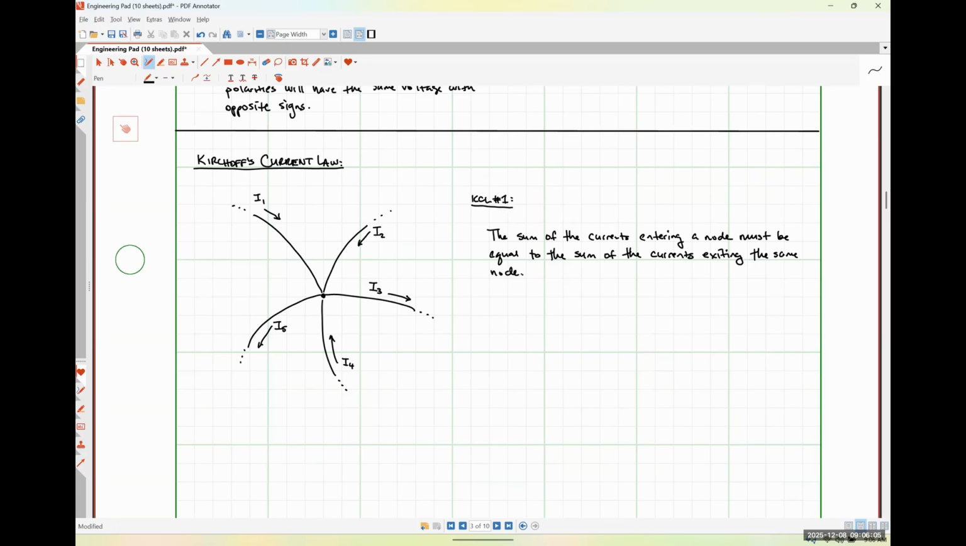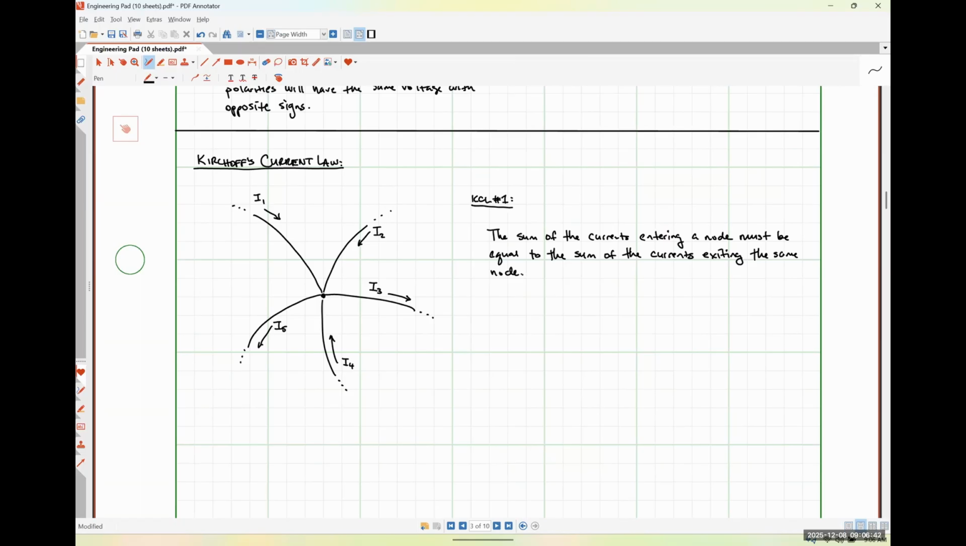Before we write a mathematical expression talking about this, let's parse through that statement. Current is the rate at which charge is flowing. So if we say that the sum of the currents flowing into the node has to be equal to the sum of the currents flowing out of the node, what we're saying is that the rate that charge passes into a node is equal to the rate that charge leaves the node. This has to be true.